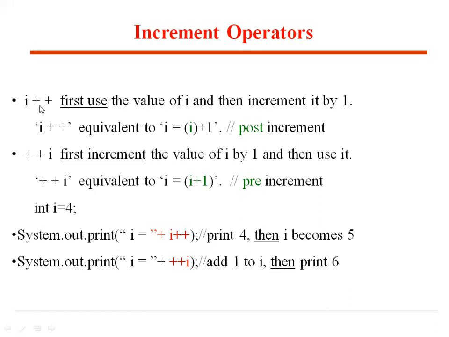Increment the value of the variable afterwards. First it has to use the value of the variable, then increment it by 1. That is how we are informing the compiler. When you write a post-increment statement like this, i++, the compiler will do the same thing. Similarly, we can also write the operator first, followed by the operand.